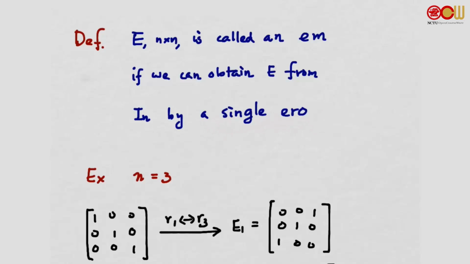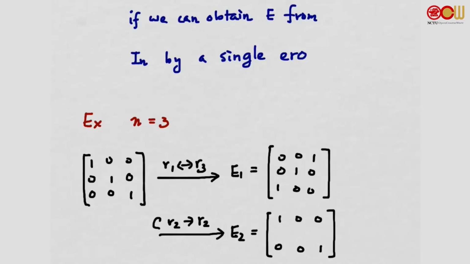So we perform the single ERO of exchanging the first and the third row. If we exchange the first and the third row of the identity matrix, then we get 0, 0, 1. The second row is not changed. The third row will be the first row of the identity matrix. So this is an example of EM. Another type of EM is to scale a particular row. So for example, we use the same identity matrix of size 3 by 3 and we scale the second row by C.